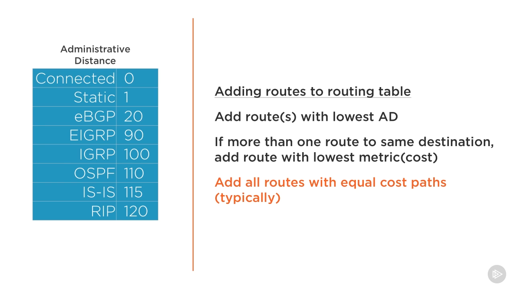When that happens, typically we're going to add both routes to the routing table and load balance between them. So we'll add all the routes with equal cost paths and then load balance between those two paths when we receive a packet to that destination network. So this is how we add routes to the routing table so that we can then use those routes to route to our destination networks.